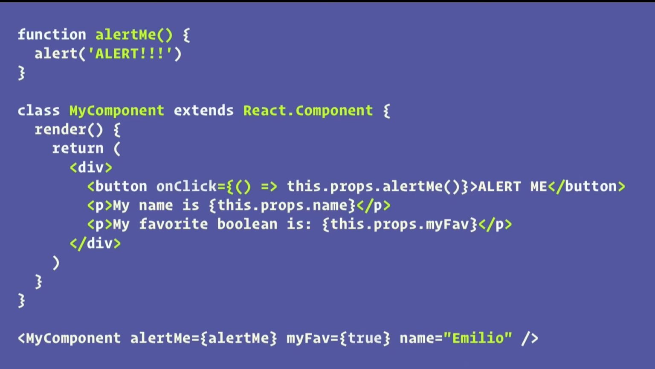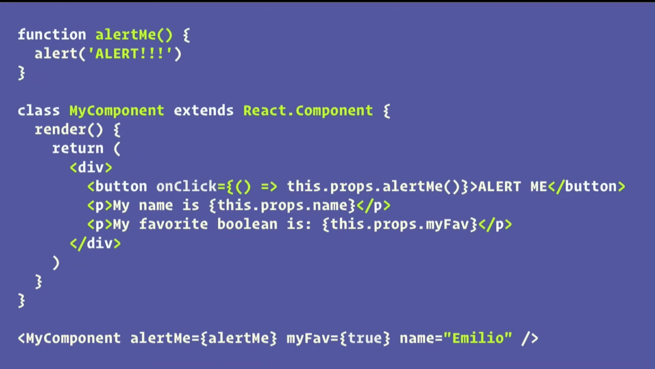So here we have a component called MyComponent. That's our component, the class there. And down here we're using JSX to render that component. So when you write a component, you can use it as though it were just a tag. It's really nice. So here we have some props. alertMe is a prop, myFave is a prop, and name is a prop.